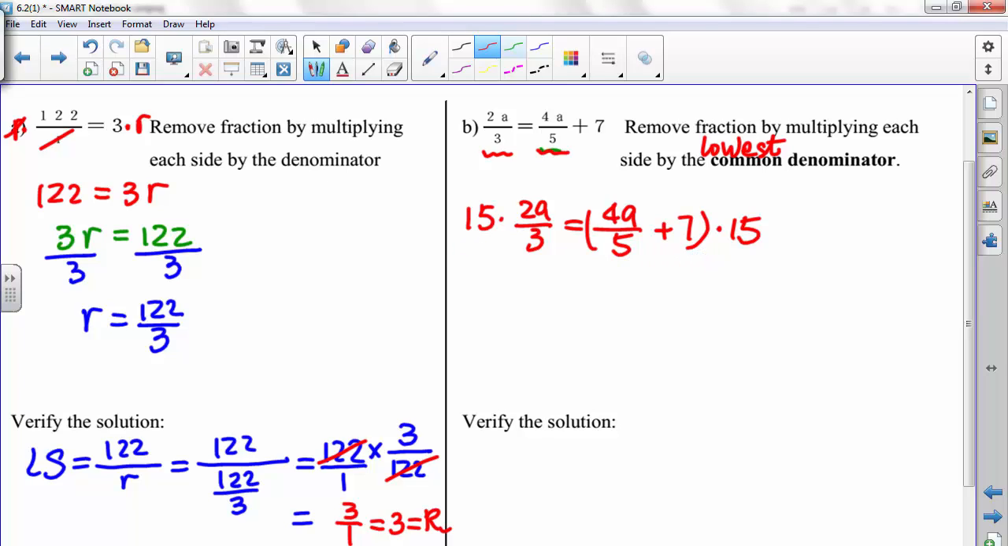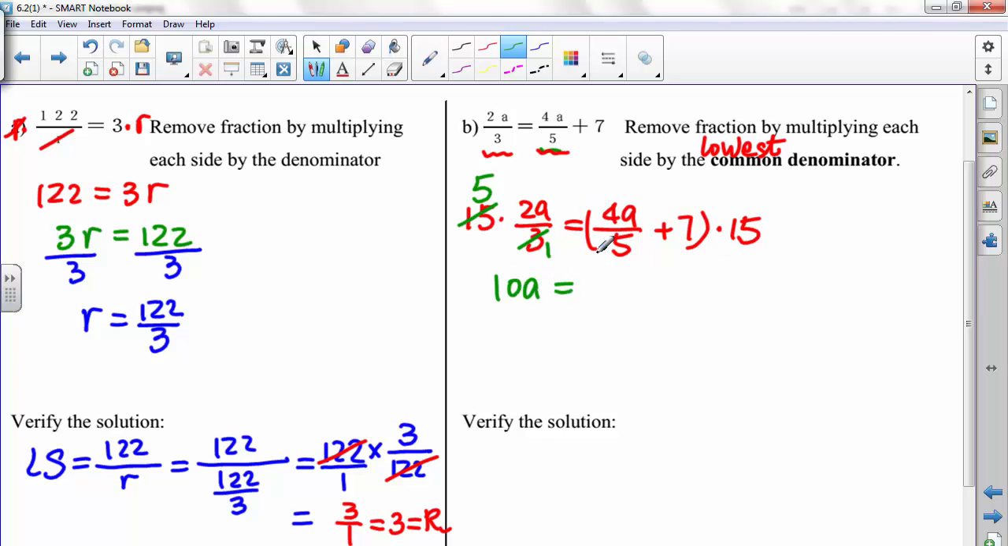So right now, let's look at the left side. 15 times 2a over 3. 15 and 3. One is on the top, one is at the bottom. You can do dividing, 15 divided by 3. Or you can say cross out. 15 and 3 was 3. So this one is 1. This one is 5. So 5 times 2a is 10a.